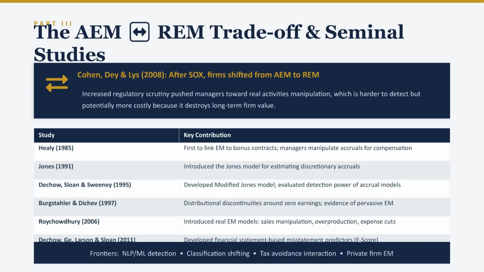Cohen, Dey, and Lys, 2008, documented a shift from AEM to REM after the passage of Sarbanes-Oxley in 2002, suggesting that increased regulatory scrutiny of accounting choices pushed managers toward real activities manipulation, which is harder for auditors and regulators to detect. This finding has significant policy implications. Accounting regulation that successfully constrains one form of earnings management may inadvertently encourage another form that is potentially more costly to shareholders because real manipulation destroys long-term firm value.